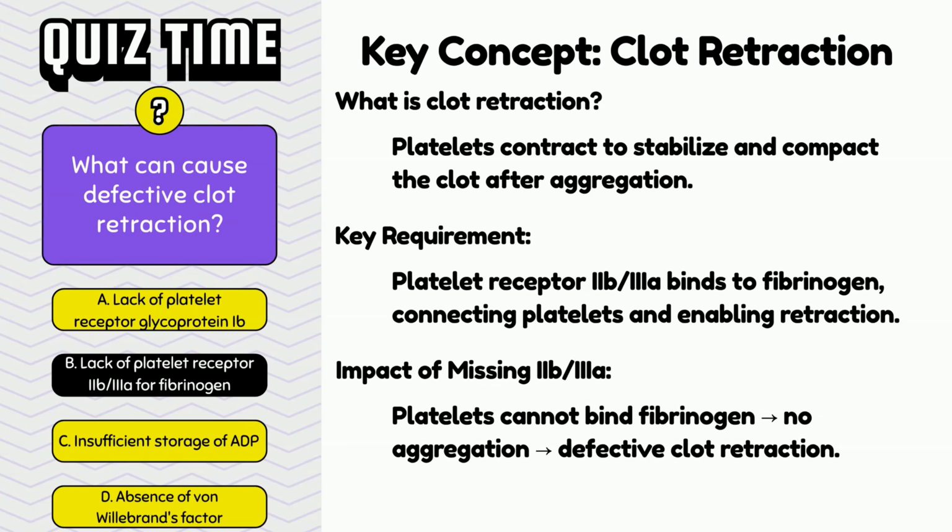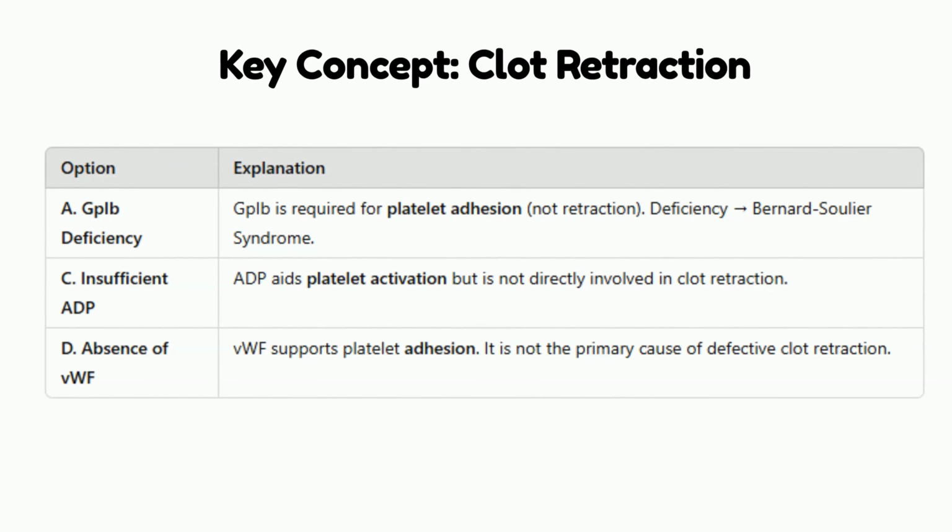If there is a lack of the 2B3A receptor, platelets cannot bind to fibrinogen, cannot aggregate properly, and cannot undergo clot retraction. This leads to defective clot retraction. Why the other options are incorrect?